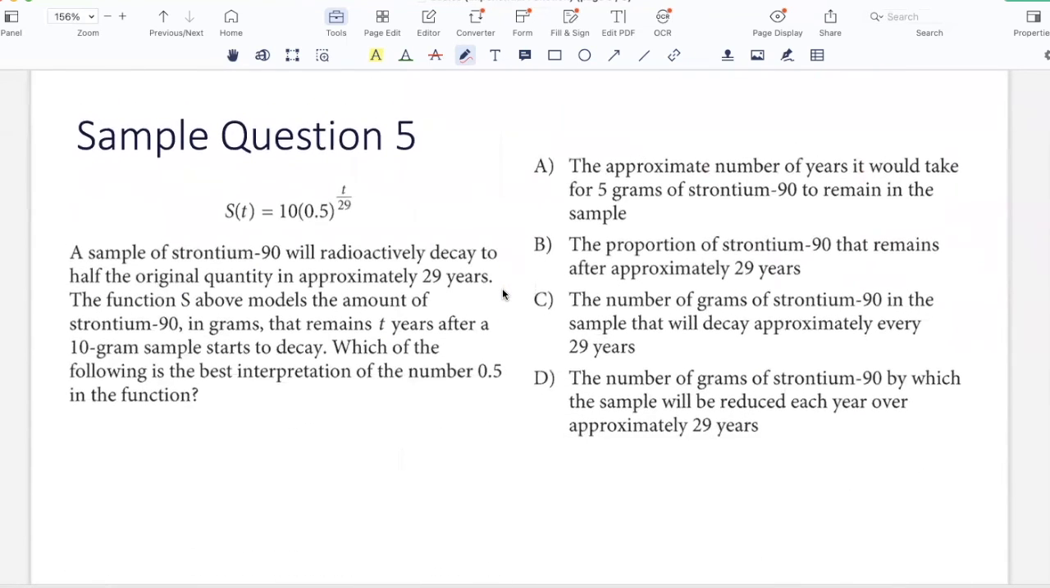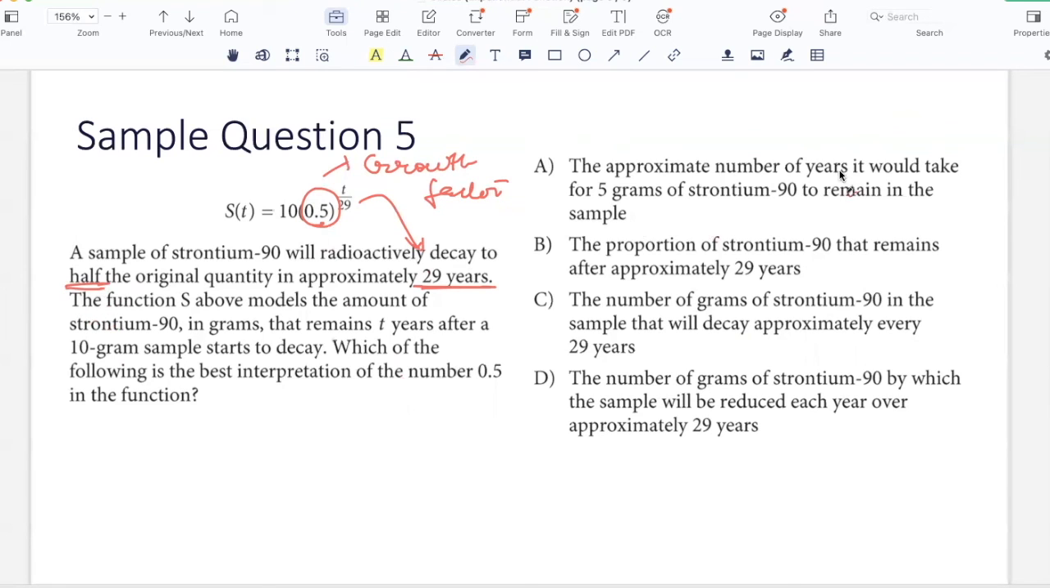A sample of strontium-90 will radioactively decay to half the original quantity in approximately 29 years. The function S above models the amount of strontium-90 in grams that remains T years after a 10-gram sample starts to decay. Which of the following is the best interpretation of the number 0.5? So here we are seeing that it decays to half the original quantity in 29 years, which is why 29 is the denominator of the exponent. And 0.5 here is the growth factor. Because we know that it decays to half, right? Which is why 0.5 is the growth factor.